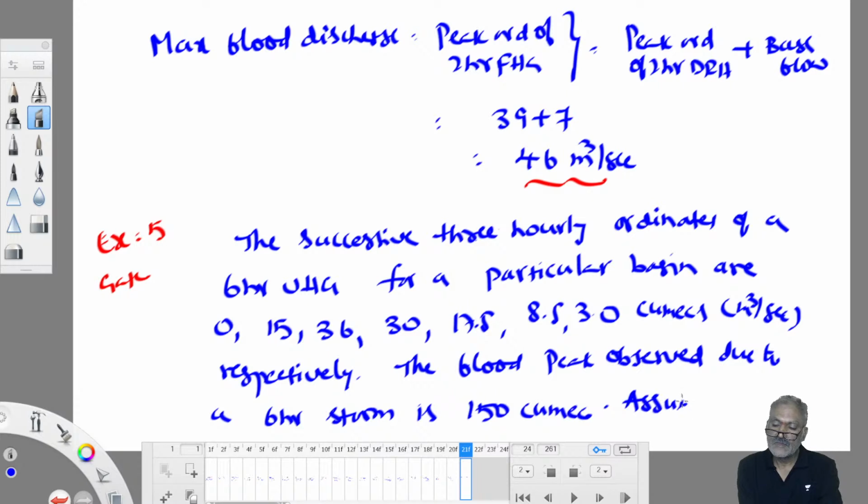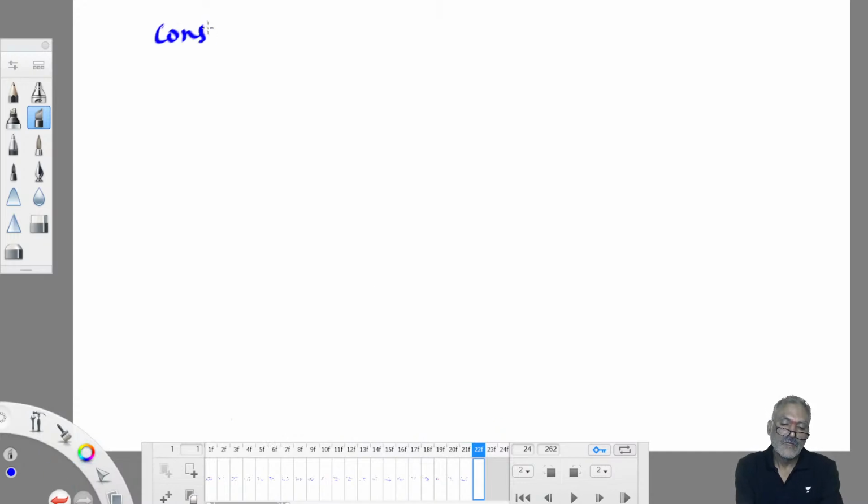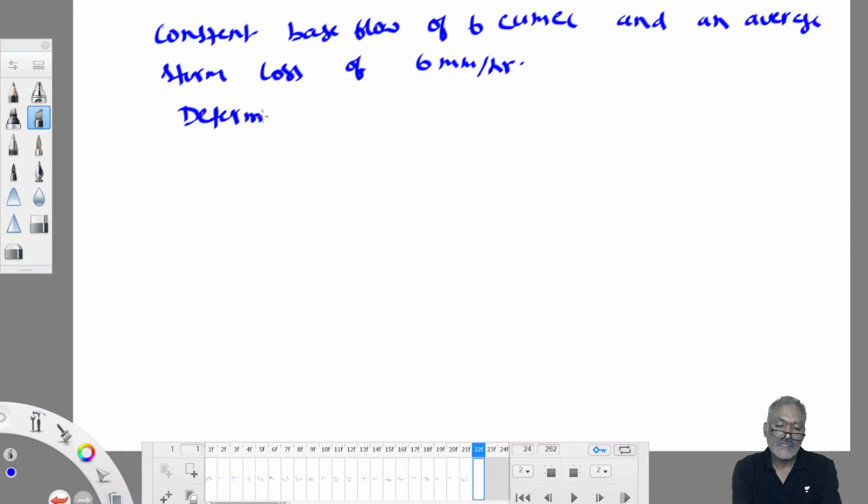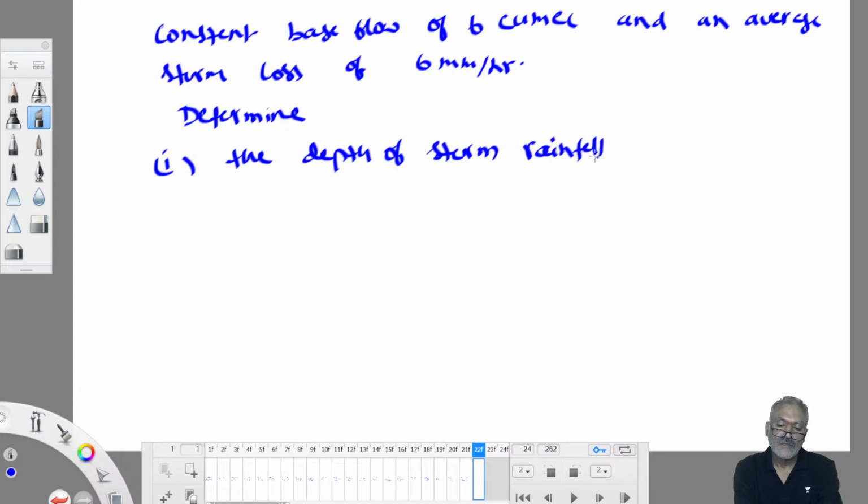Assuming a constant base flow of 6 cubic meters per second and an average storm loss of 6 mm per hour, what I've been asked to find out is, first, determine the depth of storm rainfall. Second one is the stream flow at the 15th hour.